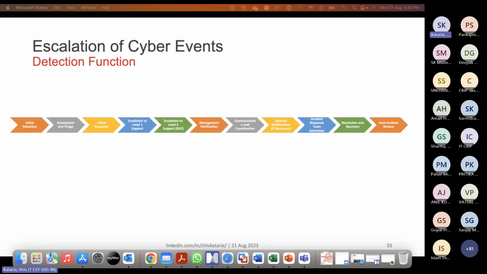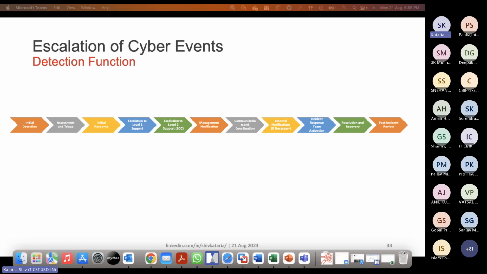Okay, so this is the typical workflow of escalation of a cyber event. We start with initial detection through our IDS, IPS, and SIEM solution. We then do assessment and triaging of what is happening there. We will go through each one of them, but at a high level, this is the workflow of escalation of a cyber event. Once you triage, then you will do initial response.